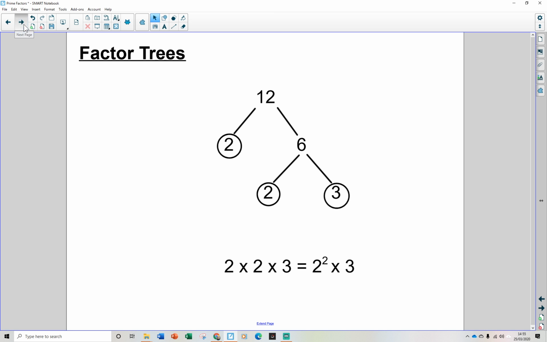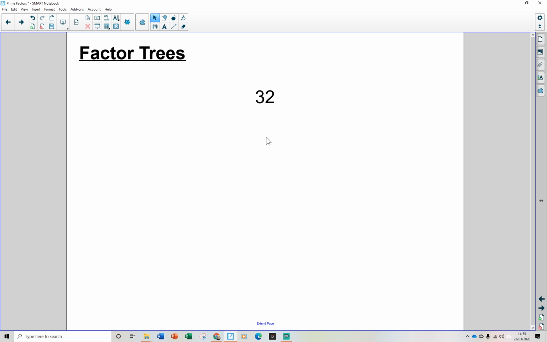Let's have a look at another example. So this is 32. We're going to find a pair of factors of 32. We can pick any numbers we like that multiply together to make 32, just 2 numbers. So what are you going to choose? Have a think. Which numbers would you pick? I'm going to pick 4 and 8, because 4 times 8 is 32.